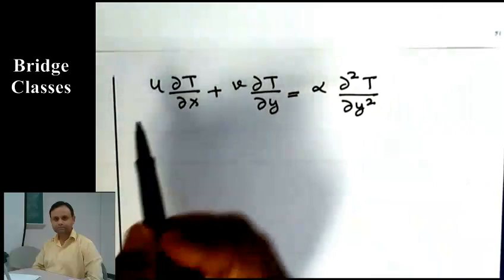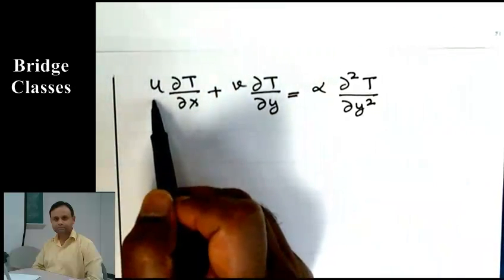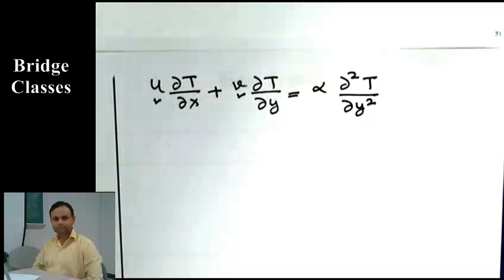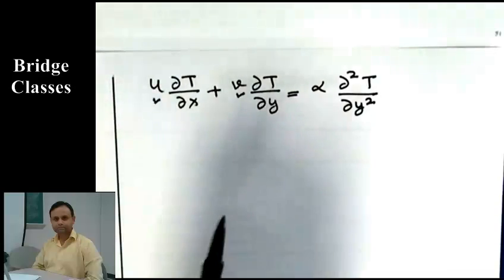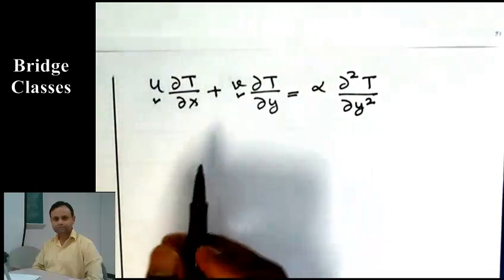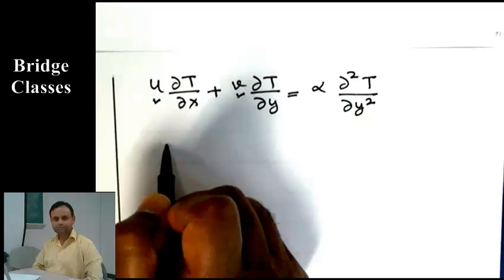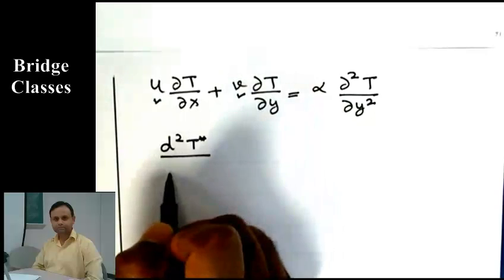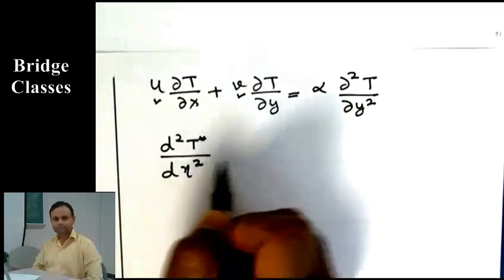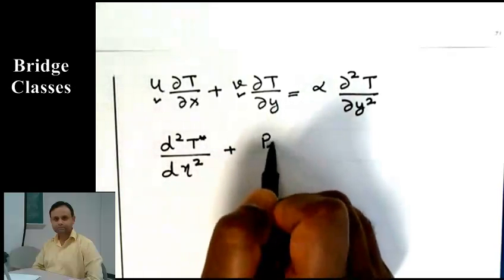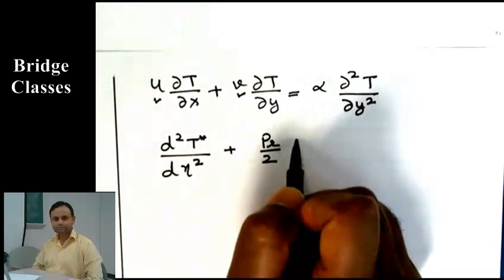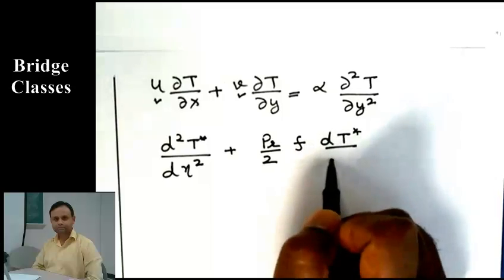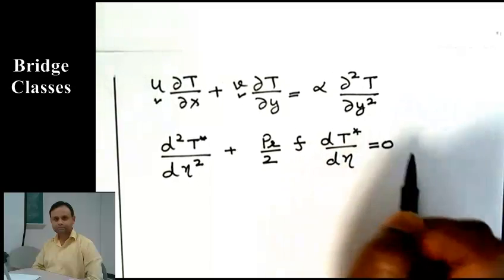Okay, this is the equation. In this equation we can substitute for u, v and these temperature gradients. Okay, and you end up with this equation, which is again an ordinary differential equation. That equation is d squared T star over d eta squared plus half Prandtl number times f dT star over d eta equals 0.